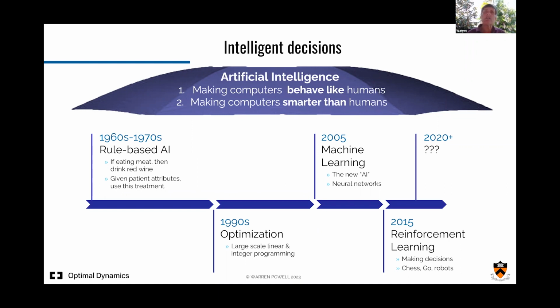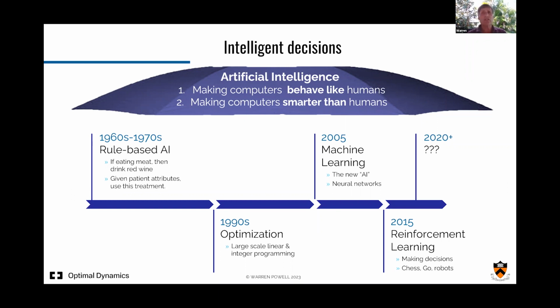In the early 2000s, AI became machine learning, especially the use of neural networks for pattern recognition. And this became the new AI. And today, many people use the term AI to really mean a machine learning package, and often specifically a neural network. Now, around the year 2015, a field that has its roots back in the 1990s called reinforcement learning started to emerge. And this is the first time there was really new attention given to making decisions.